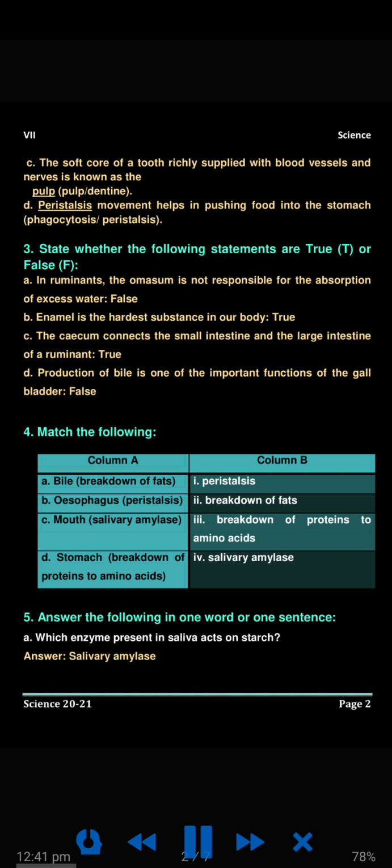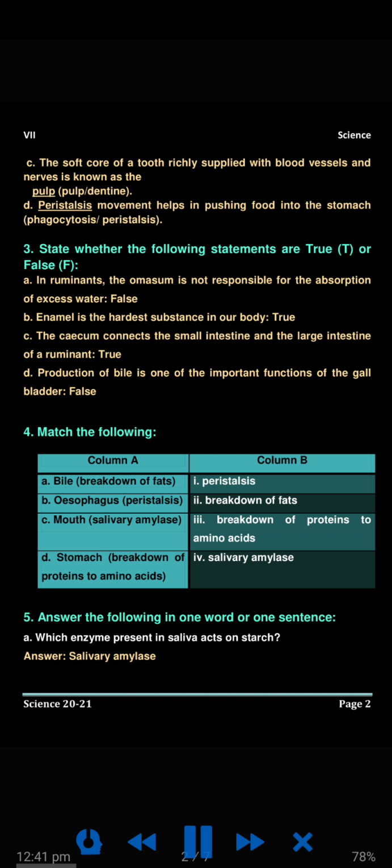3. State whether the following statements are true (T) or false (F). A. In ruminants, the omasum is not responsible for the absorption of excess water. False. B. Enamel is the hardest substance in our body. True. C. The caecum connects the small intestine and the large intestine of a ruminant. True. D. Production of bile is one of the important functions of the gallbladder. False.